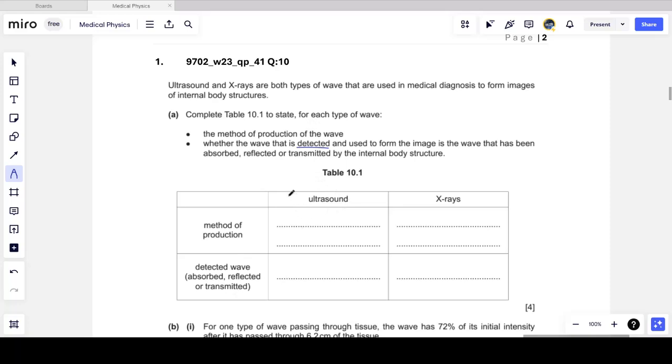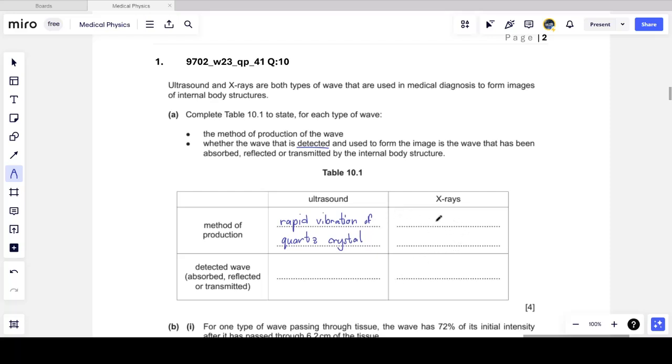So firstly, how do we produce ultrasound? I have very little space, so I have to make sure that what I write is very brief, and I don't need a very long, complicated explanation. But how is ultrasound produced? Well, it's produced by the rapid vibration of quartz crystals. And that's what a piezoelectric crystal is. When I cause the crystal to vibrate rapidly, I generate ultrasound waves. So it's caused by the rapid vibration of quartz crystal.